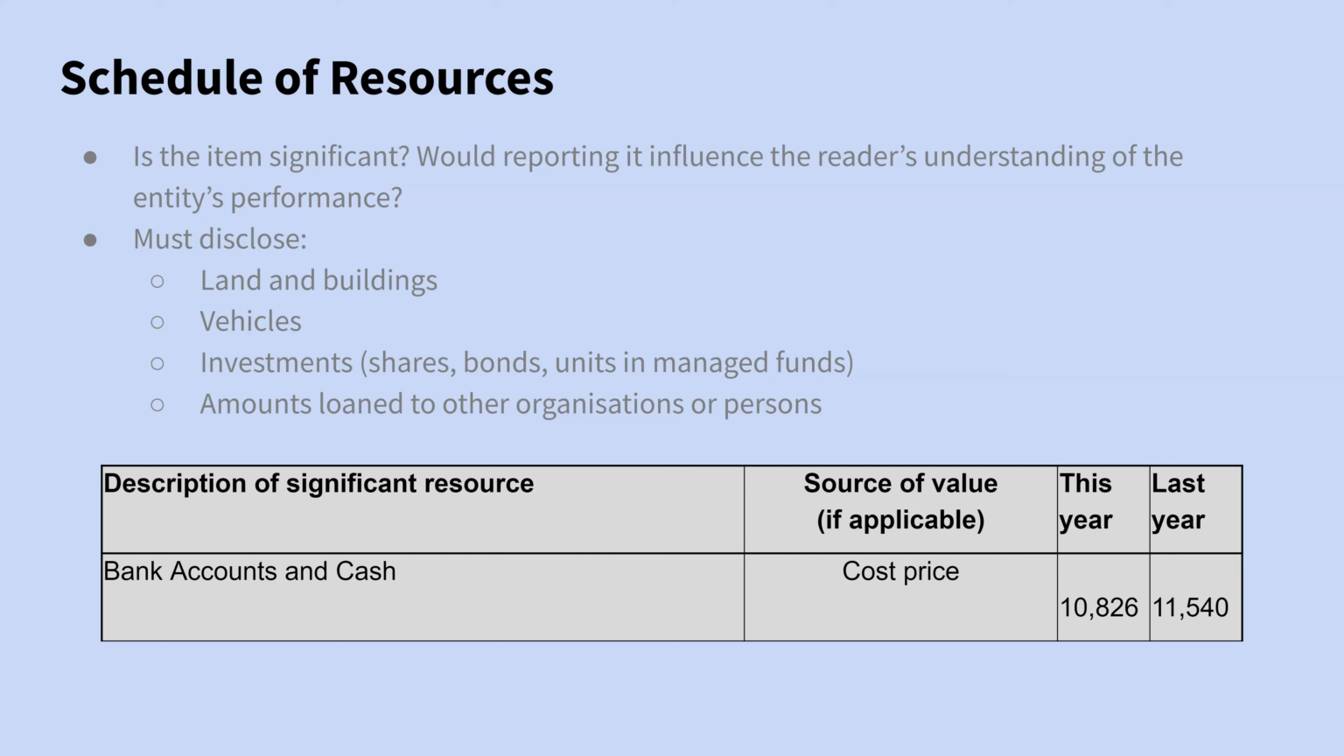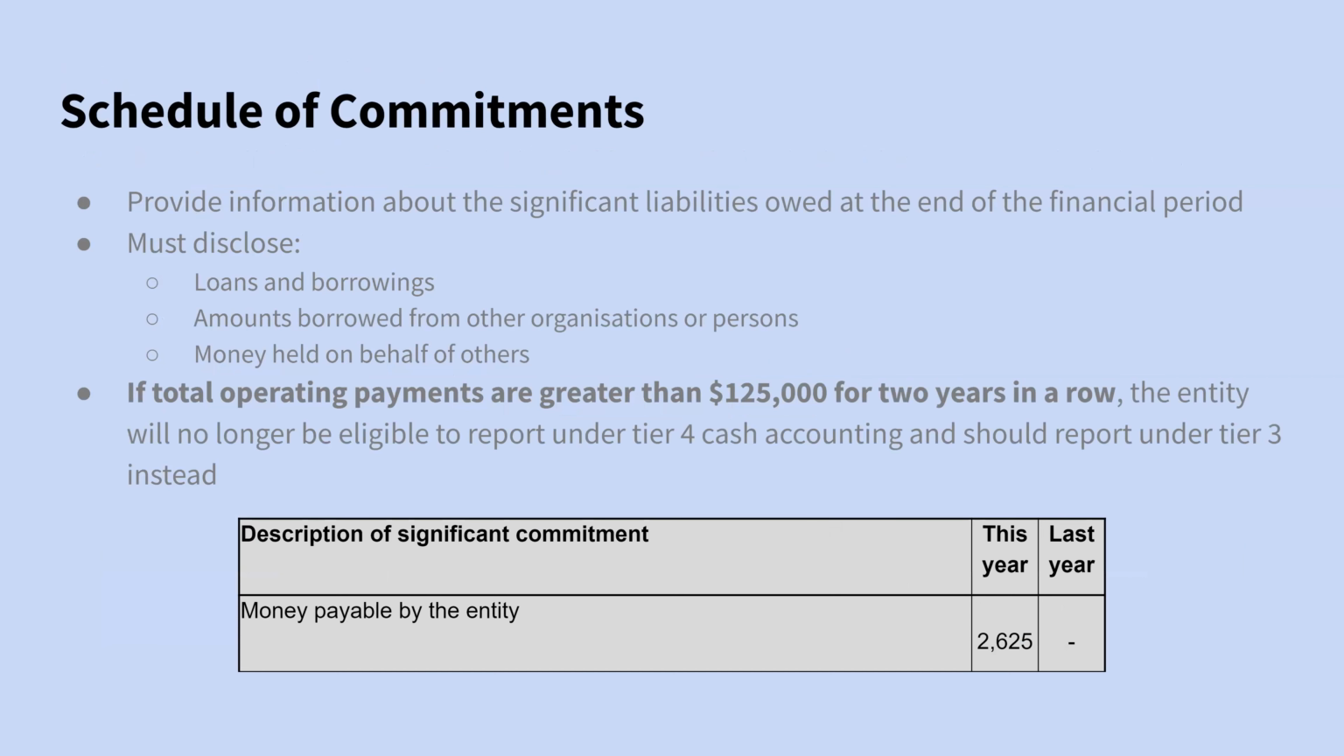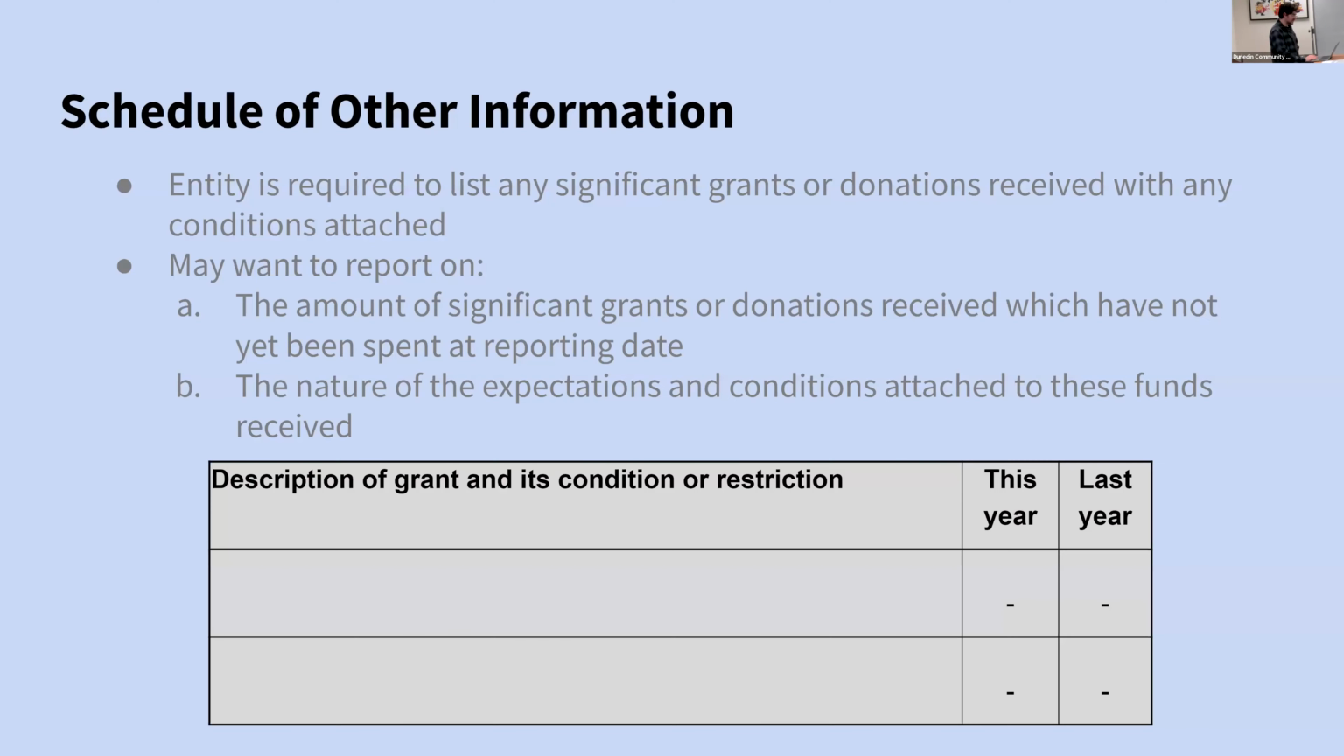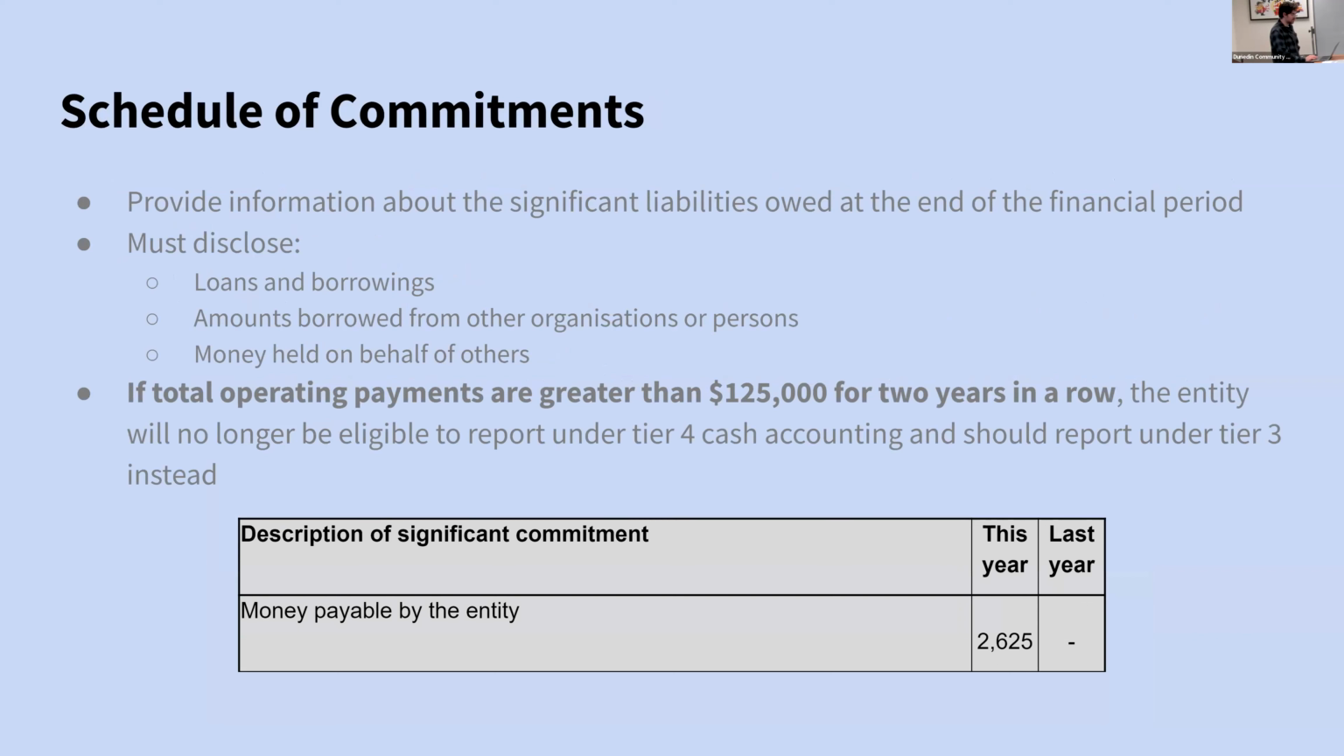And for the schedule of commitments, this is again pretty similar to the schedule of resources. So the purpose of this note is to provide information about the liabilities owed by the entity at the end of the financial period, which is significant to the entity. And again, these are only significant if recording these liabilities could influence the reader's understanding of the entity's performance.